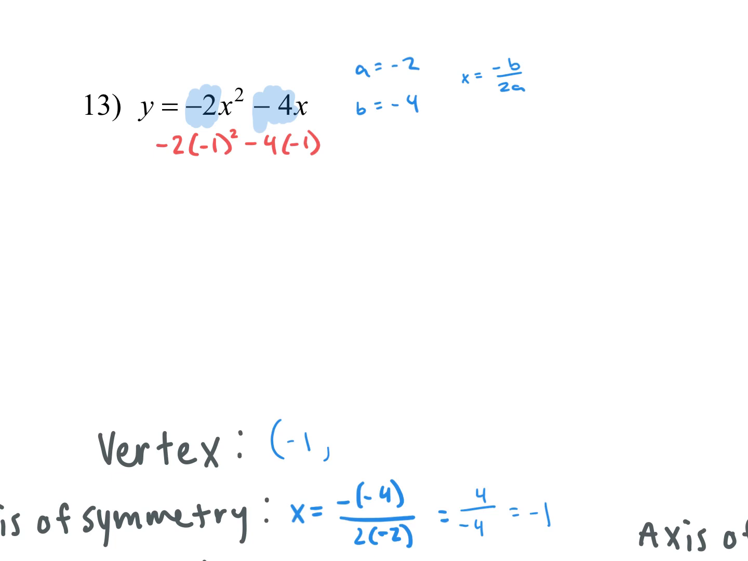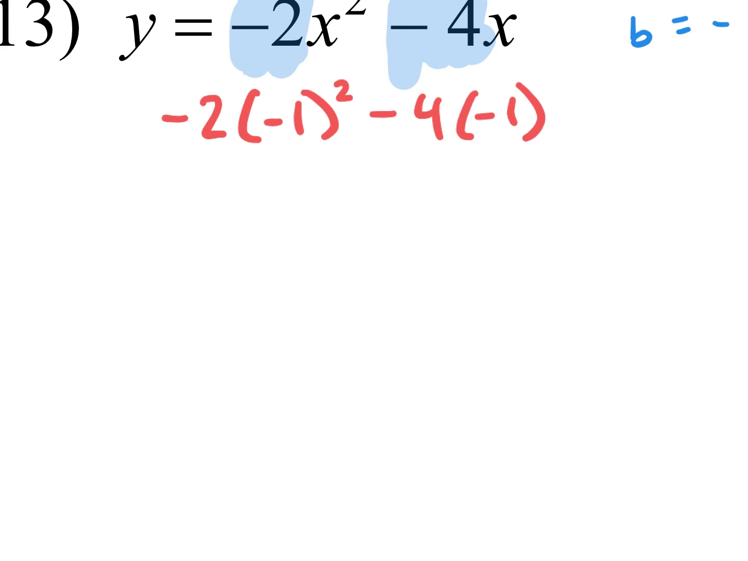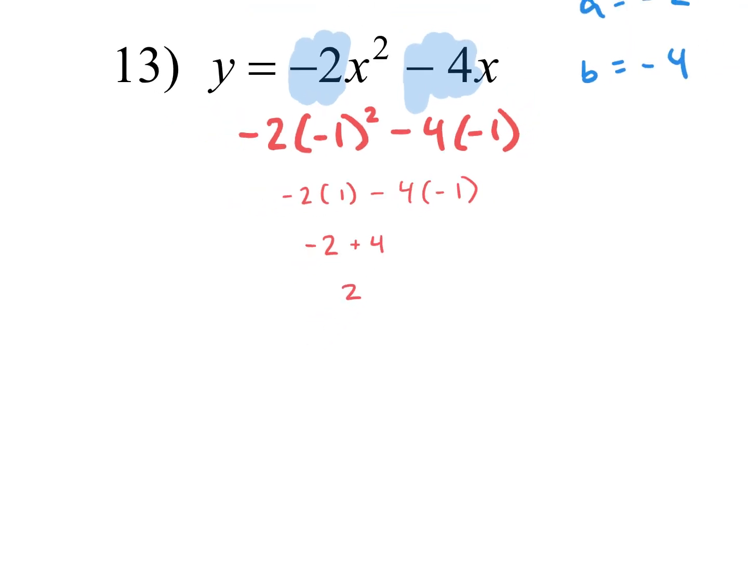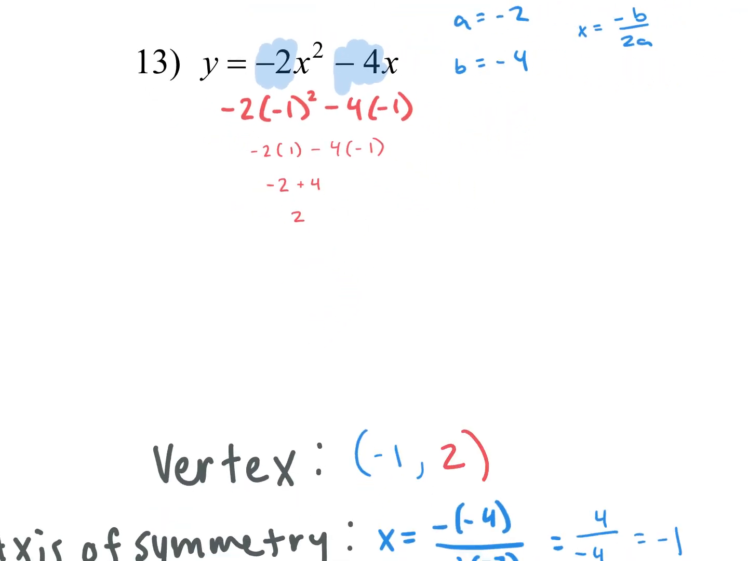What do I have to do first? Exponent. So what's negative 1 squared? 1. So negative 2 times 1 minus 4 times negative 1. Next, I need to multiply. So what's negative 2 times 1? Negative 2. What's negative 4 times negative 1? 4. And negative 2 plus 4? 2. So I plugged in negative 1 and got 2.